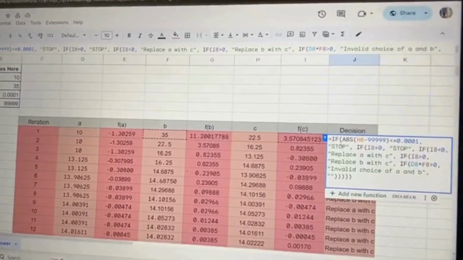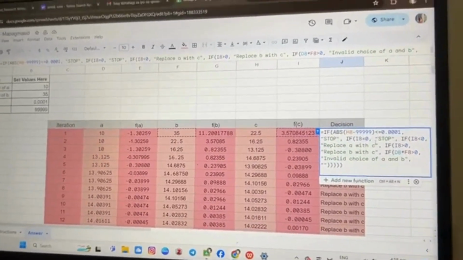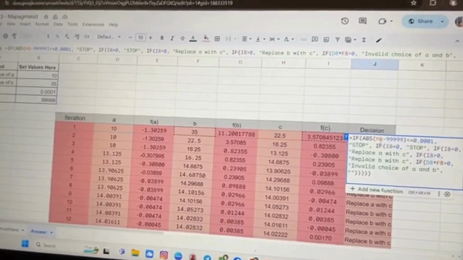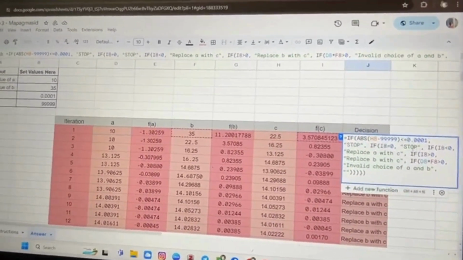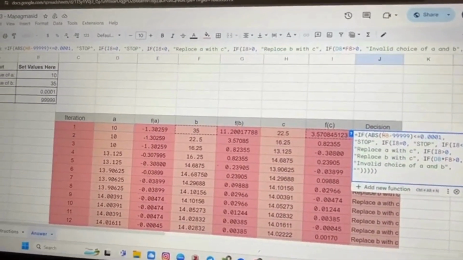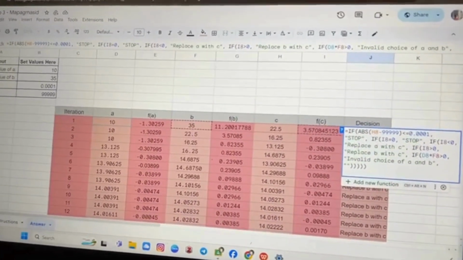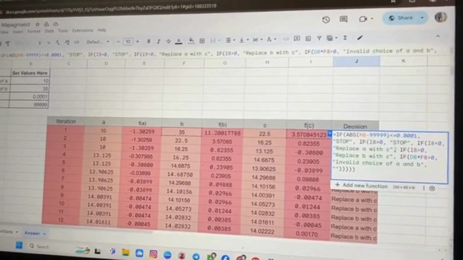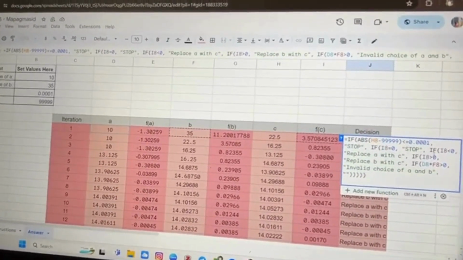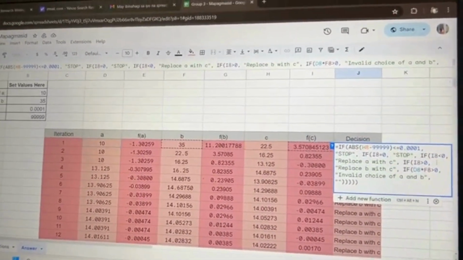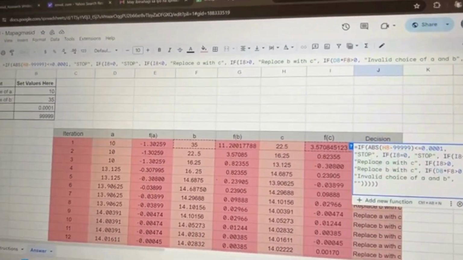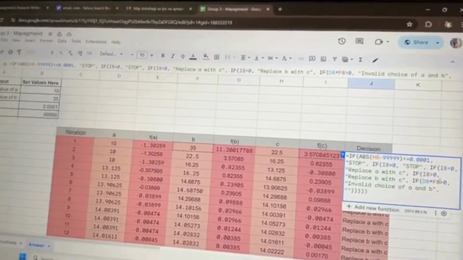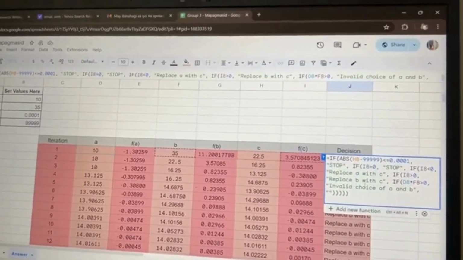So here is the formula that we use for the decision making. It means that if the absolute value of H8 minus 999999, which is the value of C minus the C previous, is less than or equal to 0.0001, the epsilon, the decision will be marked as stop. If f of C is equal to 0, then the decision will also show stop. If f of C is less than 0, then the decision will show replace A with C. If f of C is greater than 0, then the decision will show replace B with C.